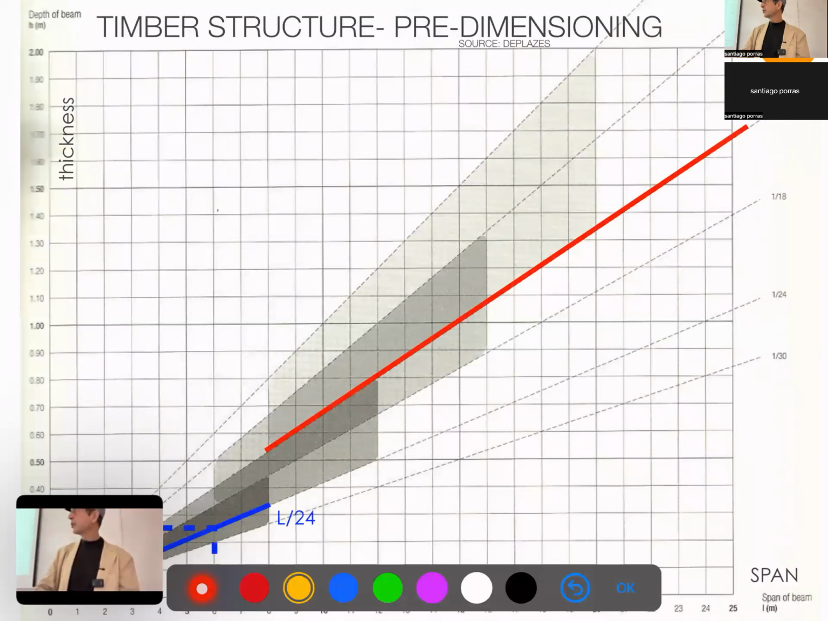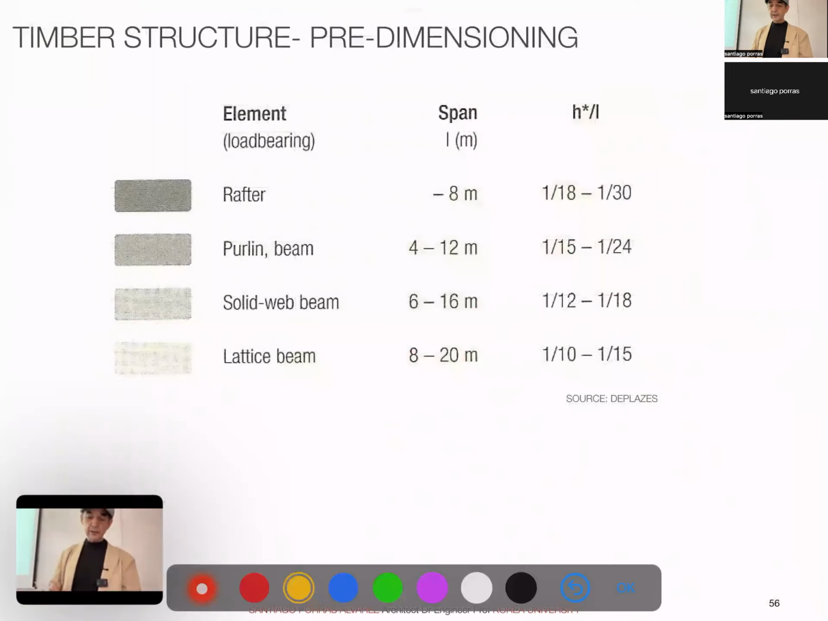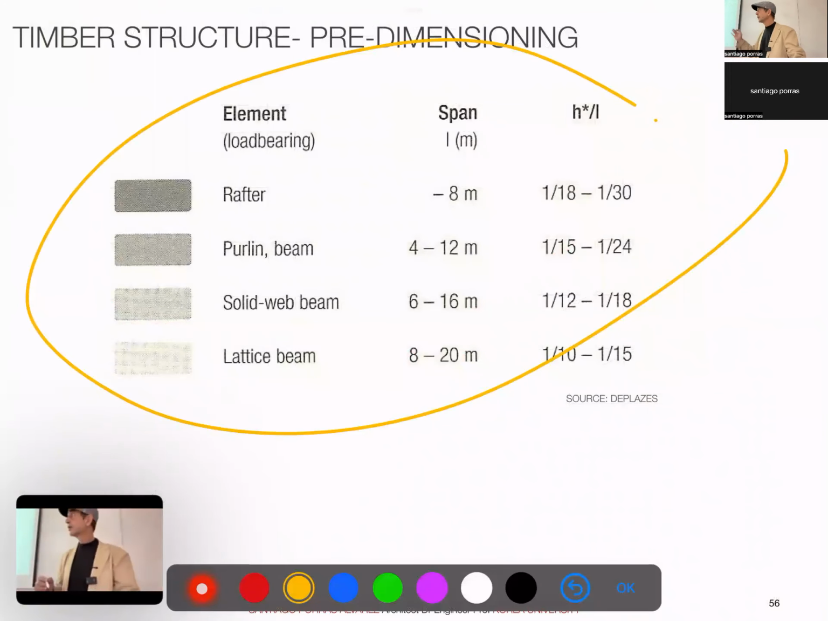So small spans is 1/24th, largest spans is 1/15th, and middle spans is like 1/20th. You have a bit more detailed table here, depending on the things. You see the difference is not much big with the concrete or steel, because it's mostly a geometrical problem. And this tells also that timber is a very efficient material in structure, right?